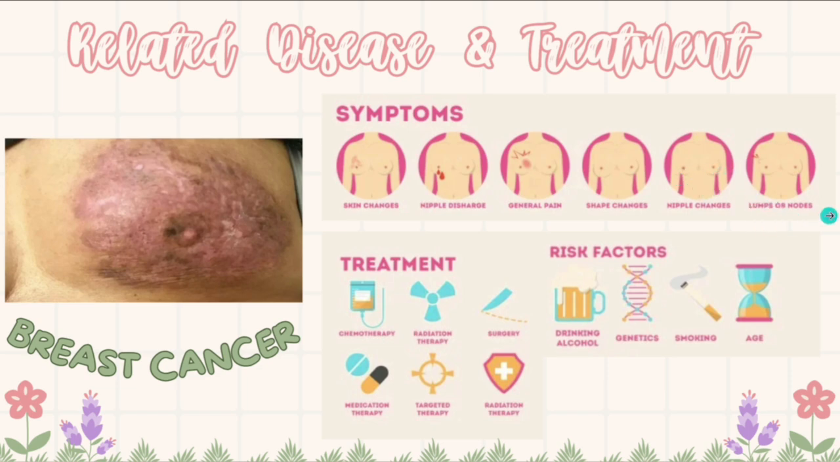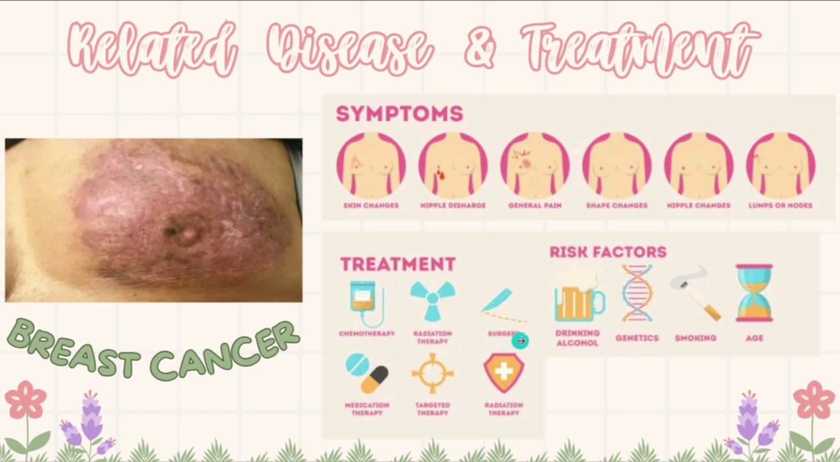And lumps or nodes may also occur in someone with breast cancer, and this will cause armpit swelling or collarbone swelling due to enlarged lymph nodes in the area surrounding the breast. In terms of treatment, it can be done through surgery, radiation therapy, and also chemotherapy.